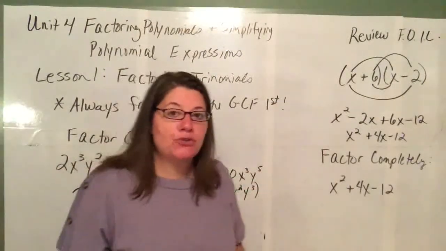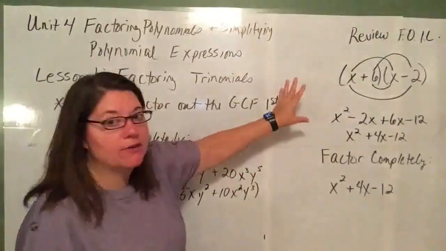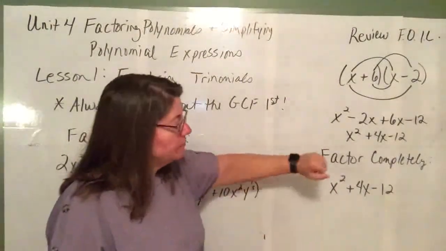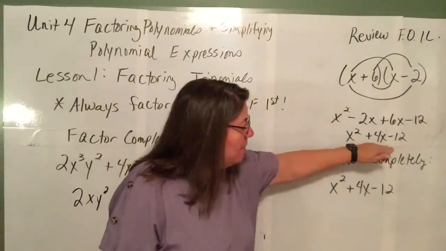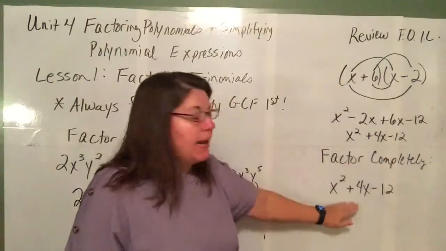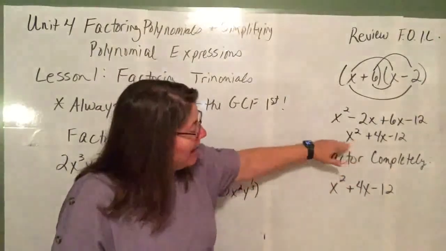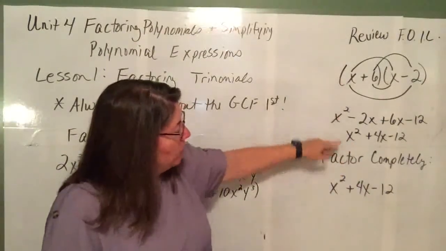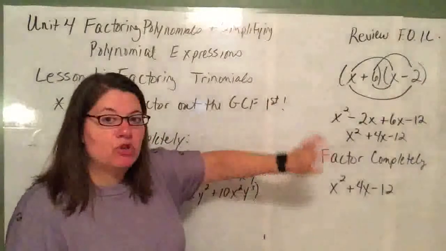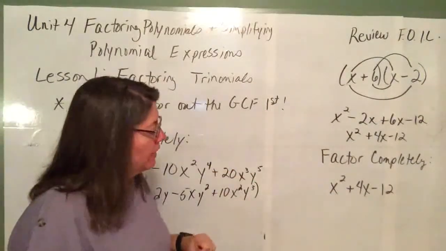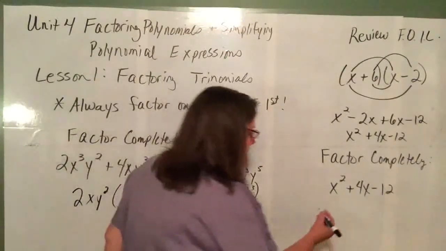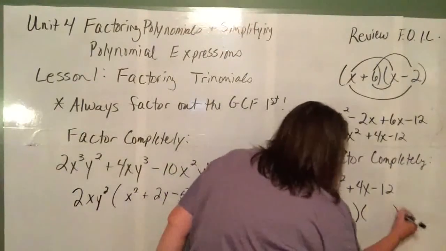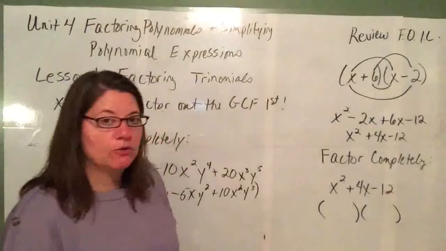Now, factoring trinomials is the exact opposite of this. So if you look at what we've got here, x squared plus 4x minus 12, I'm going to take that now and go backwards. I'm going to show you how to factor something that we have FOILed so that you know how these two things work together. So when we factor this trinomial, we're going to have two binomials.